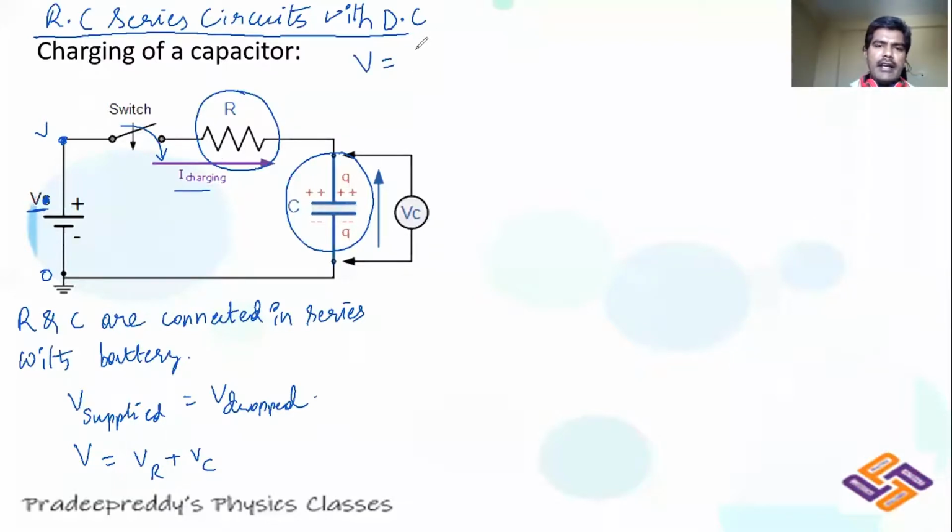Now V will be equal to the voltage dropped across this resistor. It is I, the current passing in the circuit, and R is the resistance of the circuit, because V is equal to IR, Ohm's law. Voltage dropped across this resistor is equal to current flowing into this resistance R, and plus what is VC? VC is the voltage dropped across here. Let it be charge Q accommodated on these plates when you are closing the switch. So it will be Q divided by C, and this can be written as dq divided by dt into R plus Q divided by C, that is V.